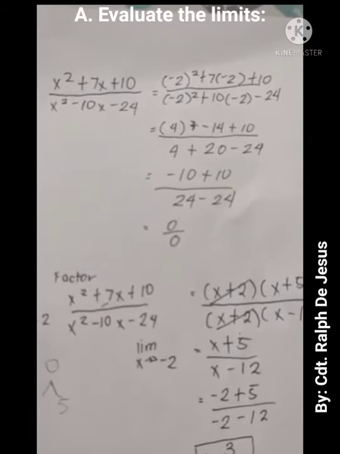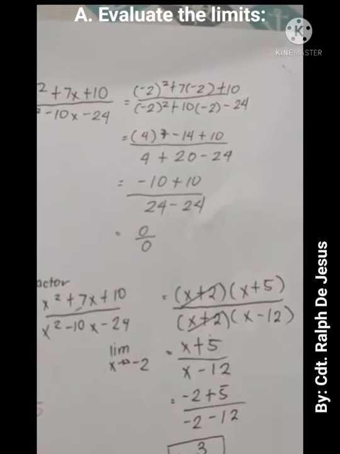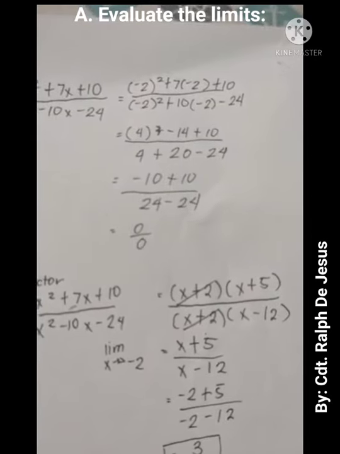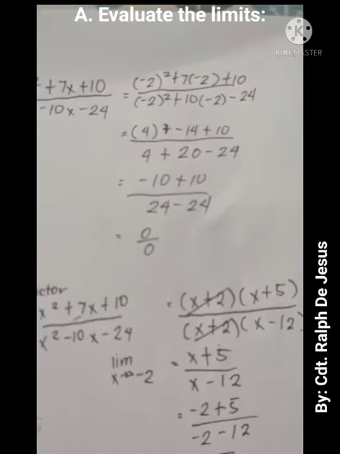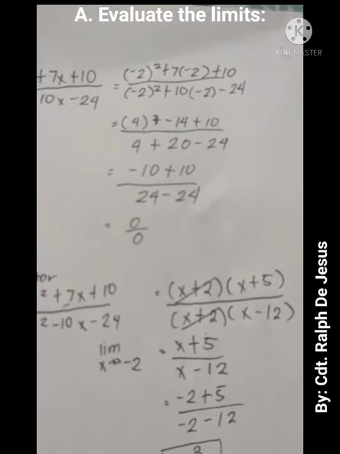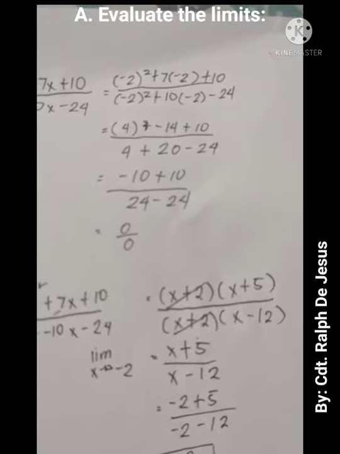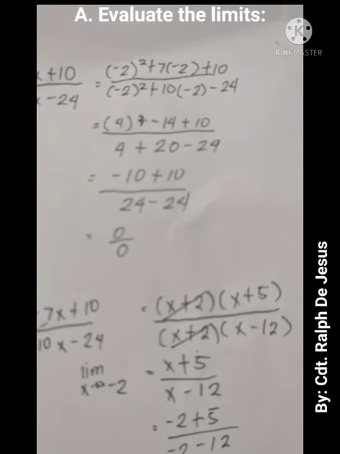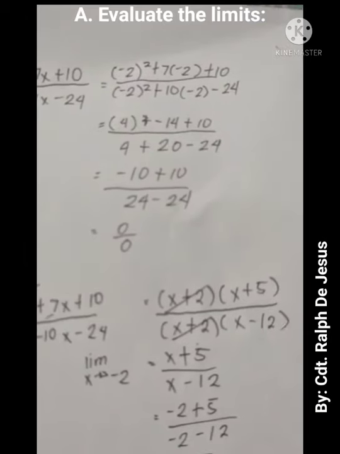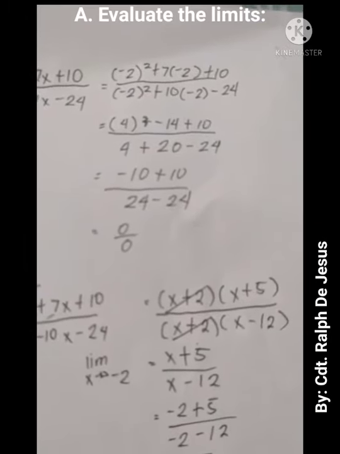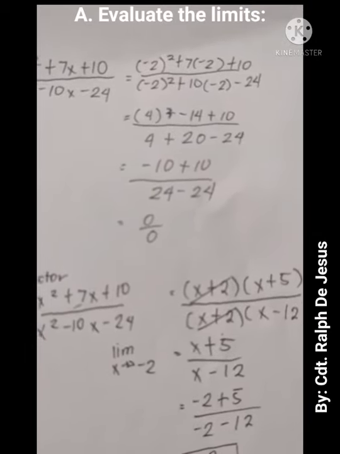If we directly substitute, it will be negative 2 squared plus 7 times negative 2 plus 10 over negative 2 squared plus 10 times negative 2 minus 24. Negative 2 squared is equal to 4, minus 14 plus 10, over 4 plus 20 minus 24. 4 minus 14 is negative 10, plus 10, over 4 plus 20 is 24, minus 24. So the answer will be 0.